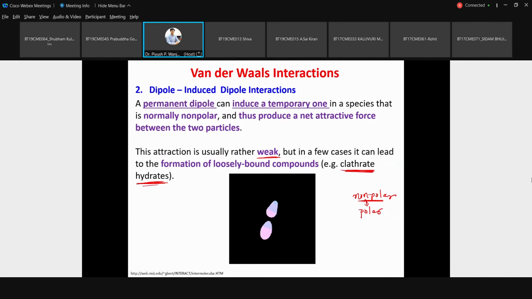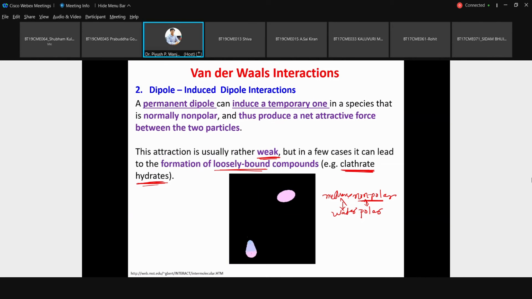clathrate hydrates, one of the very good research areas where people know that within the ice you have so much energy trapped, and the energy is trapped in the form of these clathrate compounds, which are nothing but loosely bound compounds, loosely bound between what, non-polar and polar molecules. Non-polar molecules are methane or some other lighter hydrocarbons like ethane, and polar is water. So how are these two things interacting with each other? They are interacting together with this kind of dipole induced dipole interaction.